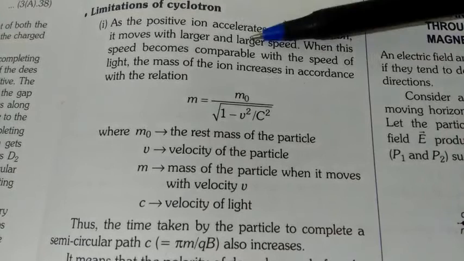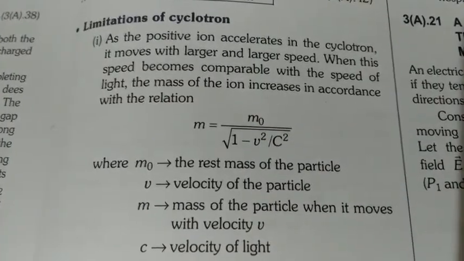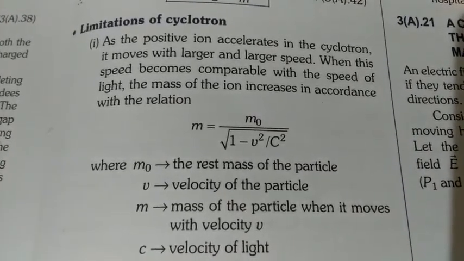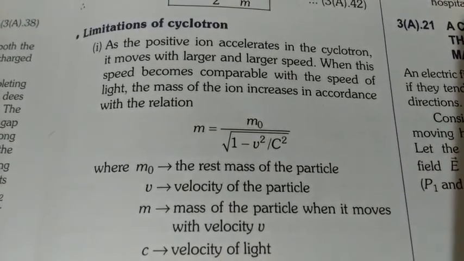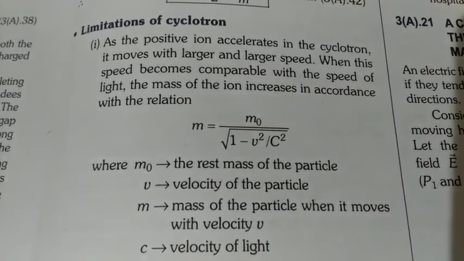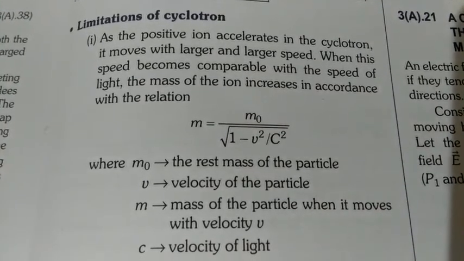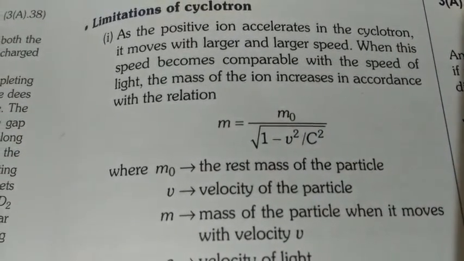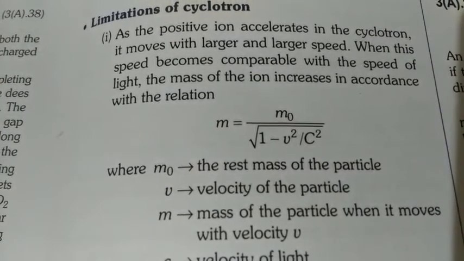So if the mass increases, the time will also change, because we have seen that time period depends on mass. And if the time changes, then the frequency of the particle will also change. So then what happens? The alternating potential difference will not be in phase with the frequency of the particle, and hence when the particle gets out of phase, the cyclotron will not work in a proper manner.